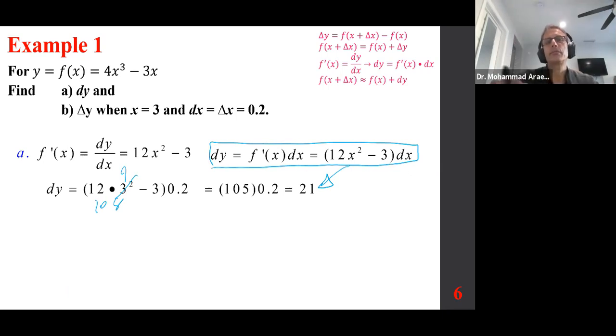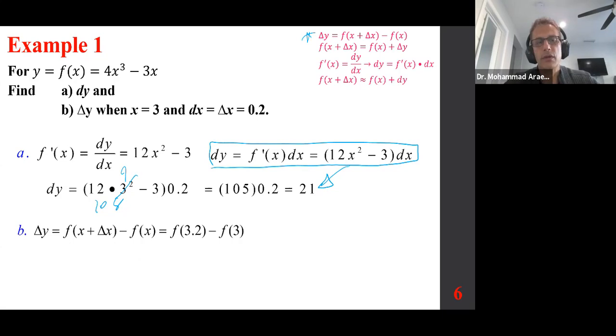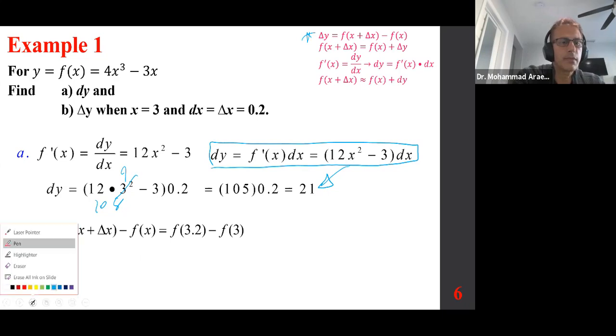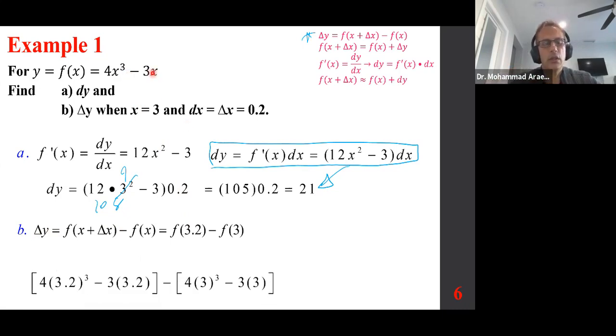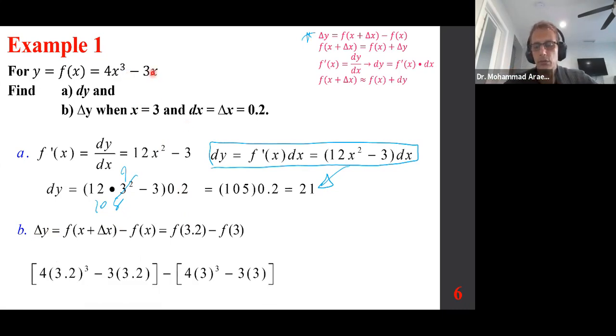And what do we do? Use this formula. x is 3. Delta x is 0.2. We want f of 3.2 minus f of 3. Now, this is elementary. Plug in 3.2, evaluate it. Plug in 3, evaluate it. I'm not going to go through that. You just plug in, and you get 22.476.